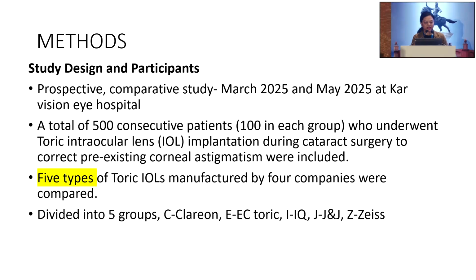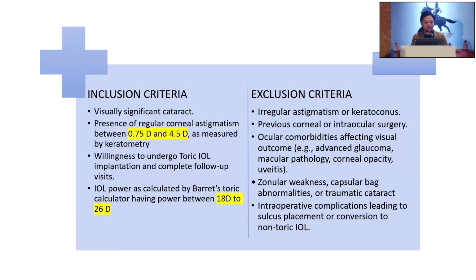This was a prospective comparative study done from March to May 2025 at Carvision Eye Hospital. A total of 500 consecutive patients, 100 in each group, were included, and the patients were divided into 5 groups according to the IOLs: C for Clarion, E for EC Toric, I for IQ, J for J&J, and Z for Zeiss. The inclusion criteria was any visually significant cataract with regular corneal astigmatism between 0.75 to 4.5 diopter, and the IOL power should be between 18 to 26 diopter.